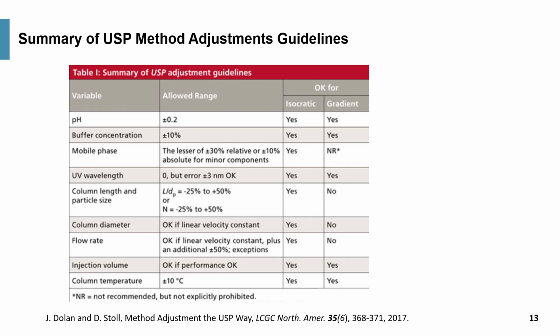How about for USP methods? What type of method adjustments are allowed? And here's some guidance from a paper from John Dolan and Dwight Stahl in 2017, showing you the acceptable allowed range as published in USP. The essence is that under isocratic condition, one has a large leeway, but under gradient method, there's very little leeway that you can change without doing a method validation, by just calling it a method adjustment.